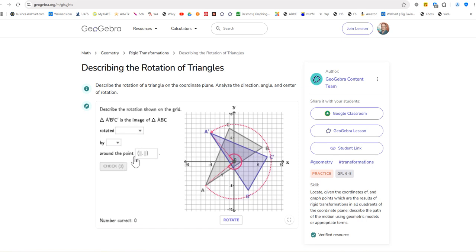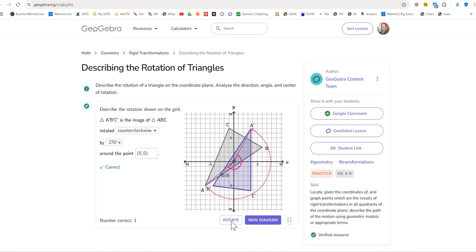This time we have to pick the center point. The center point looks like it's right here. Looks like that's the origin, so we can enter that in. Looks like it's rotated, let's see, we're going this way. That's counterclockwise, the positive direction. And what angle are we looking at? That looks like a right angle there, so that's going to be 360 degrees minus 90, that's 270 degrees. Let's see if that checks out. It says correct. And I can rotate, you can see it in motion dynamically.